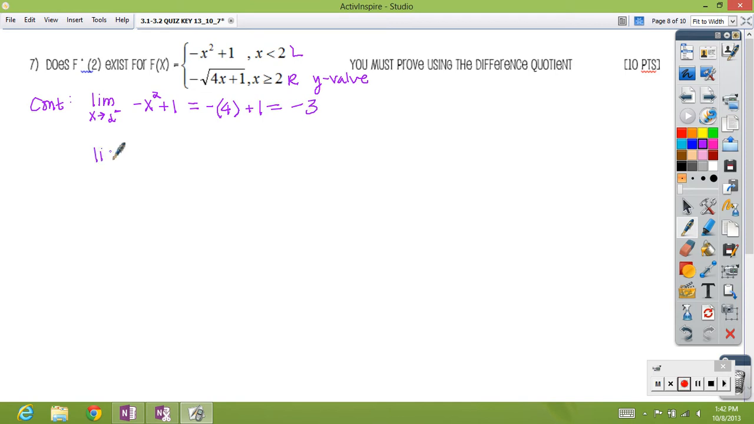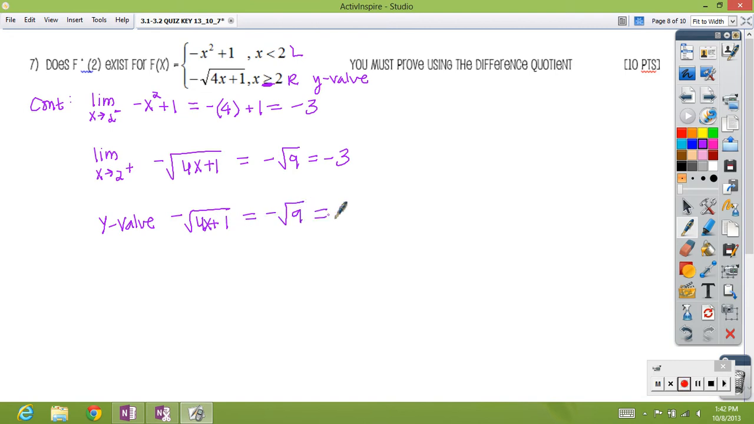I also need the limit as x goes to 2 from the right side. That would be negative square root of 4x plus 1, which would be the negative square root of 9, which is negative 3. Then I also need the y value, which would be where the equal sign is. That's this guy. So it's actually the same as this. I'll rewrite it though. See? Just so you have it.